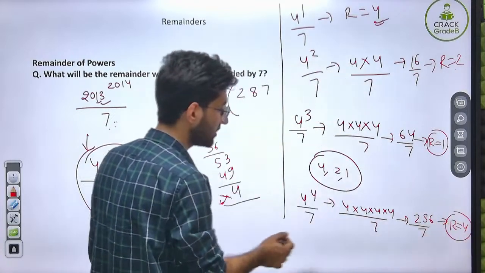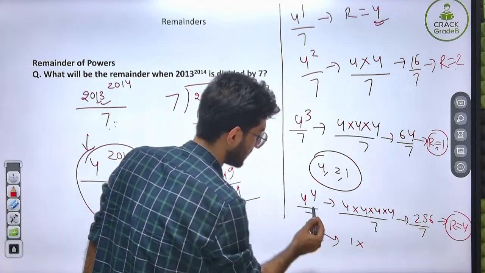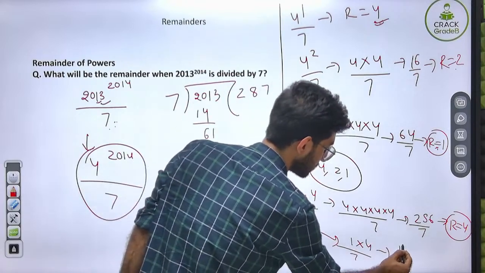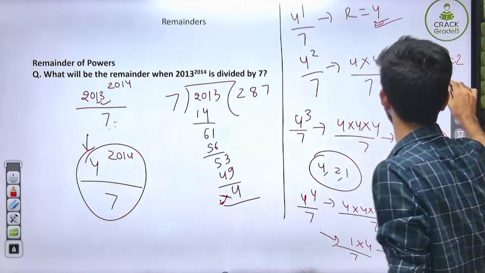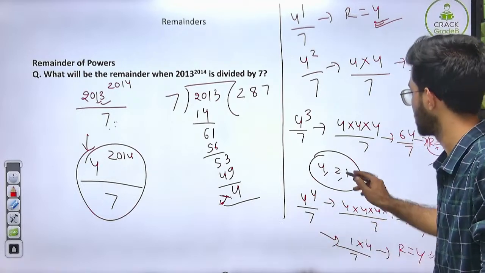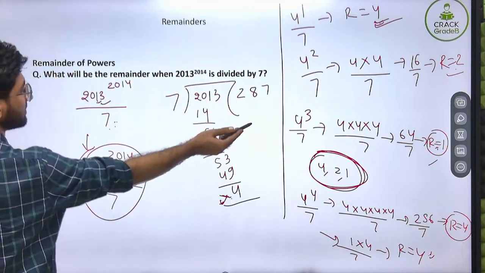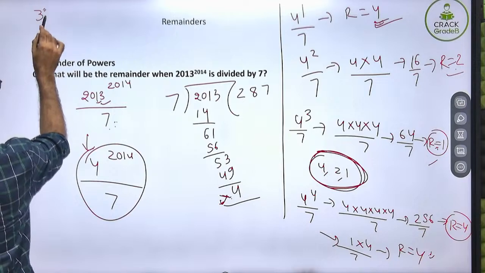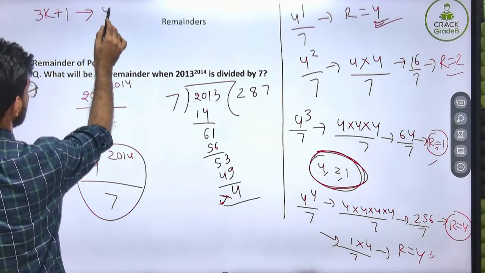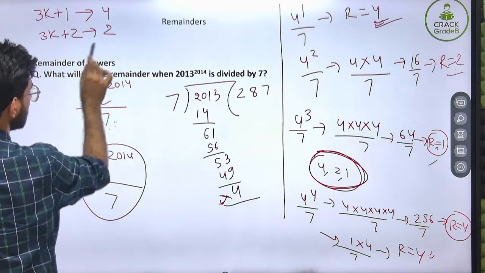Or you can even think in this way. Earlier the remainder is 1, so directly write 1. You have introduced 1 power of 4, so directly write 1 into 4 by 7. So the remainder is 4. You can notice 4, 2, 1 and then 4, which means remainders have started to repeat itself, and the remainders are 4, 2 and 1. So remainders repeat after third power. You can write 3k plus 1: when the power is 3k plus 1, the remainder is 4. When the power is 3k plus 2, remainder is 2.